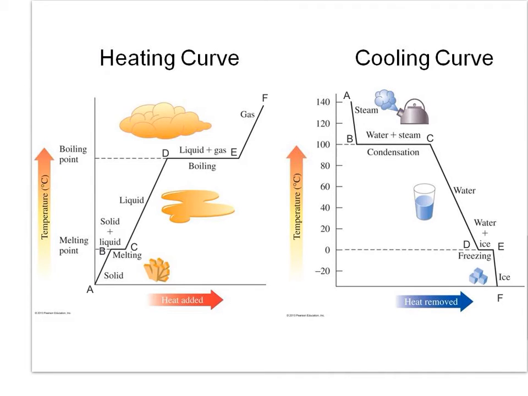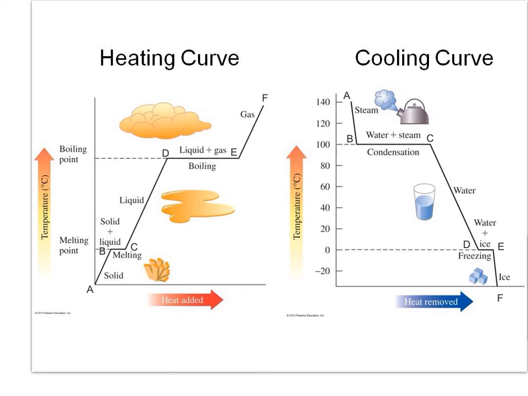A cooling curve is a diagrammatic representation of the cooling process of a substance as its heat is removed. Initially, the diagonal line AB shows the removal of heat from the gas until it condenses. At the boiling point or the condensation point, a horizontal line BC is drawn to indicate the condensation of the gas to form liquid.